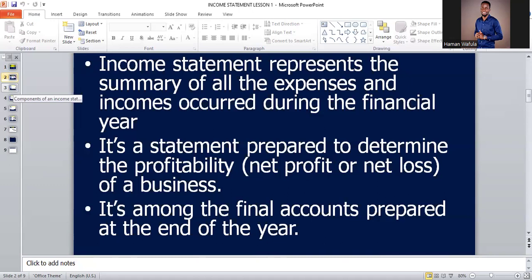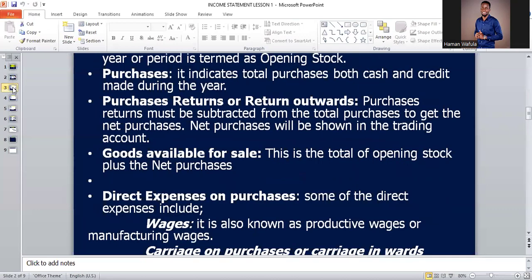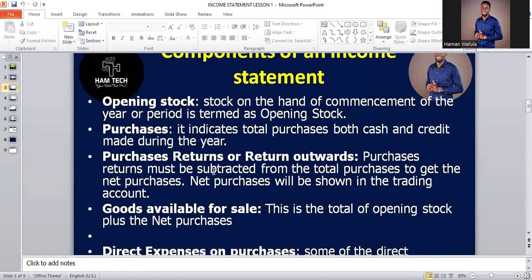So we have the components of an income statement. One is opening stock, or what they call opening inventory, the stock that you start with at the beginning of a trading period. You have the purchases, the goods that you buy for resell. We have purchases returns, or returns outwards. These are things that were once bought by the business, then returned to suppliers.